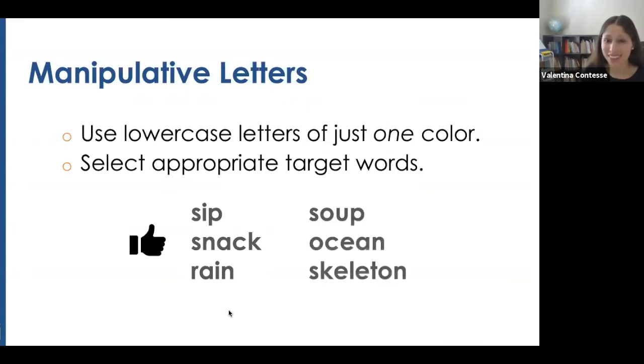This list on the right, soup, ocean, skeleton, have a lot more irregularities in them, and they don't allow for many words beyond that. And so these are not great examples. Anytime that you find yourself as an adult and an educator looking at a word and thinking, okay, what letter makes what sound, that probably tells you that it's not a great word to use as a target word in word work.